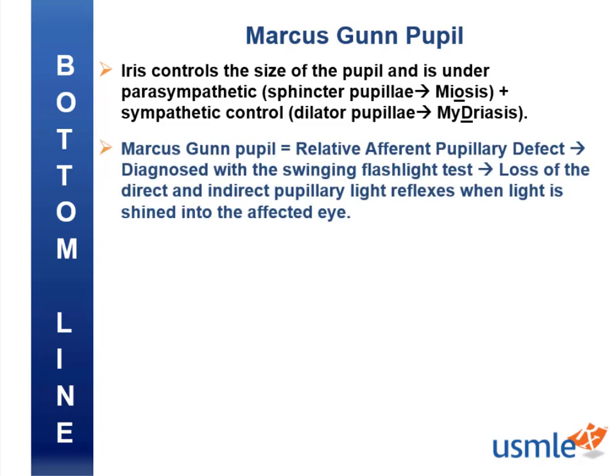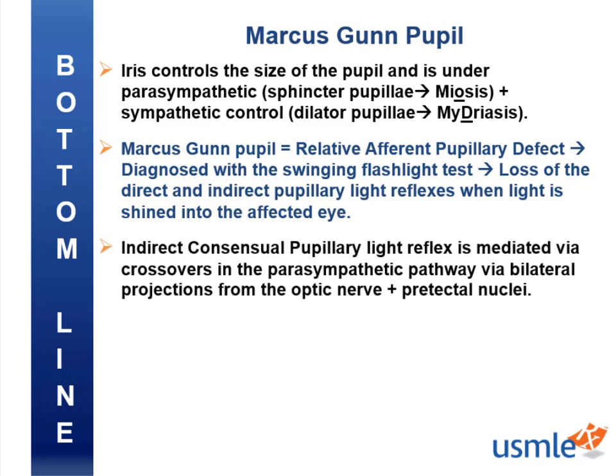Understand that a Marcus Gunn pupil represents a relative afferent pupillary defect and is diagnosed with a swinging flashlight test, which demonstrates a loss of the direct and indirect pupillary light reflexes when light is shined into the affected eye. Understand that the indirect consensual pupillary light reflex is mediated via crossovers in the parasympathetic pathway, specifically the optic nerves and the pretectal nuclei that send bilateral projections.